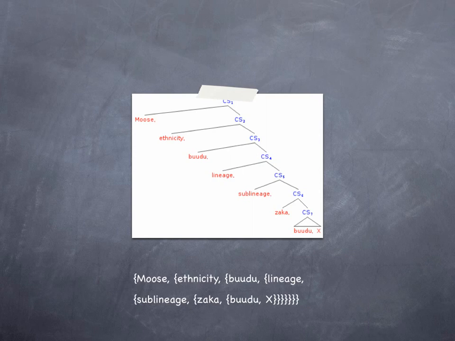A number of zakas belong to the same sublineage, which is also organized by communal sharing. A number of sublineages belong to the same lineage. A number of lineages form a superordinate structure, which is also called a buudu, which is protected by a common totem. A number of these superordinate buudus constitute an ethnic subgroup, and a number of ethnic subgroups constitute the Mose people as a whole. And so you have here a nested recursive structure being informed by communal sharing at each level.